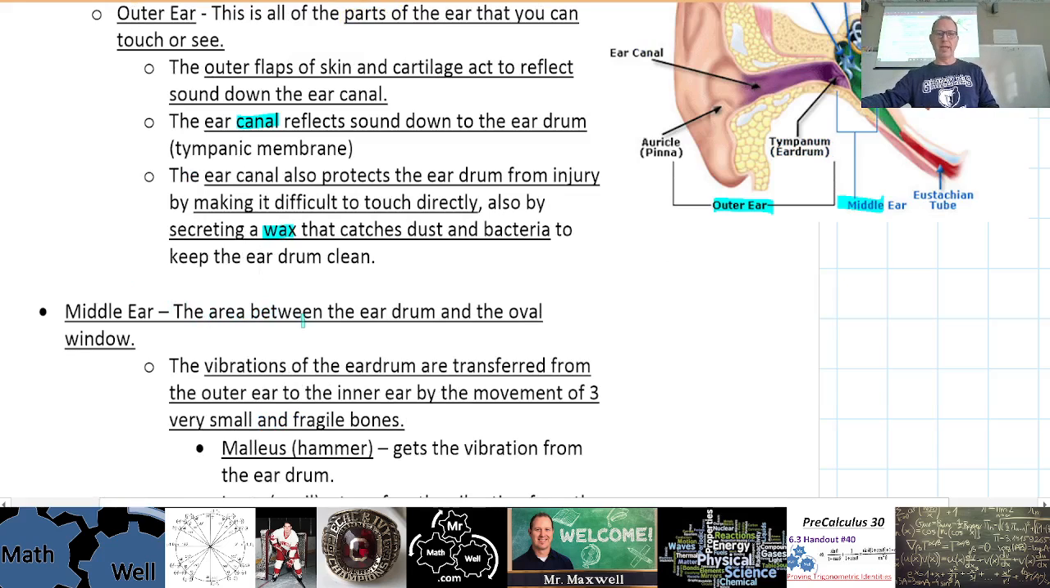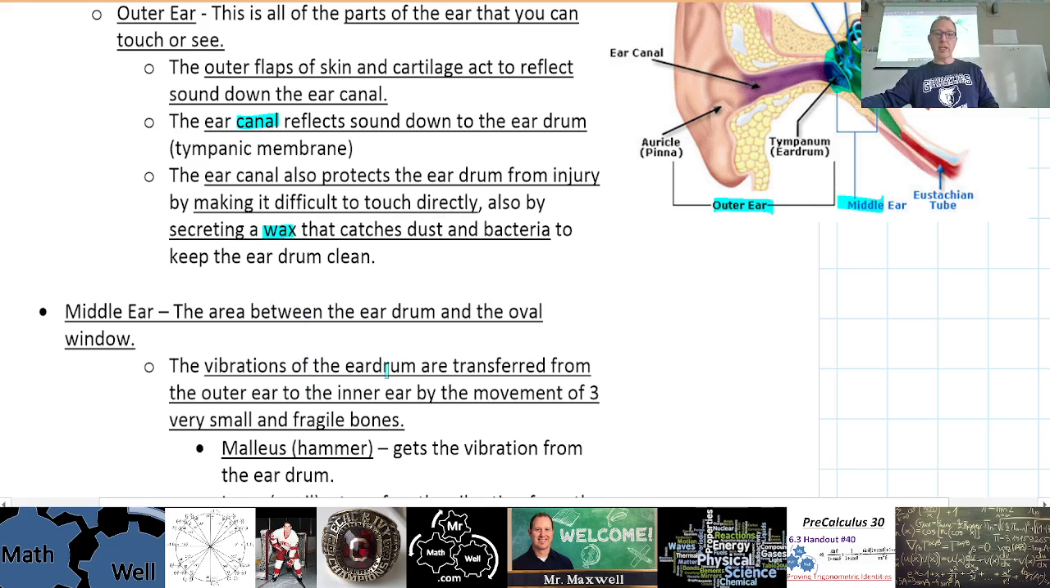The middle ear is the area between the eardrum and the oval window. I suppose the oval window would be here. Sorry, that's the outer ear. Is it on this one? Interesting. Okay, so it's in between here, where you have the cochlea. This is the middle ear.